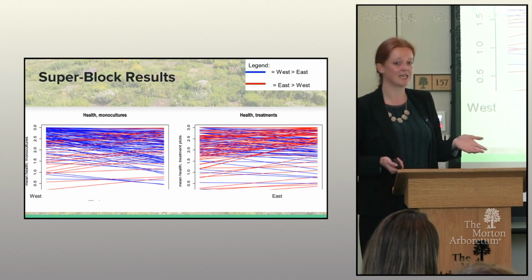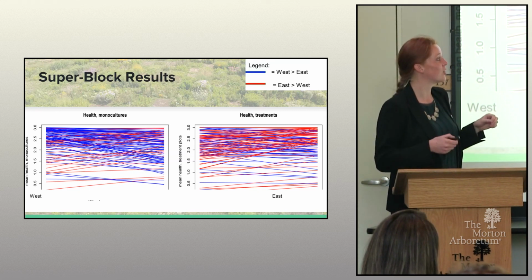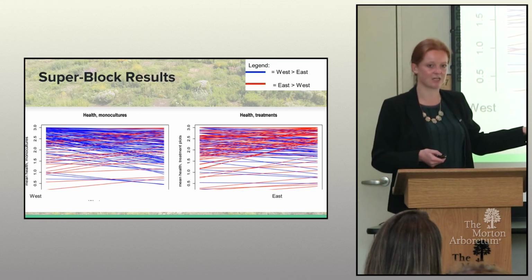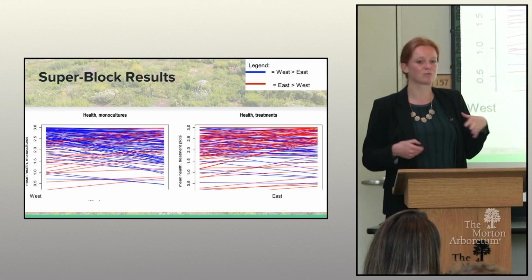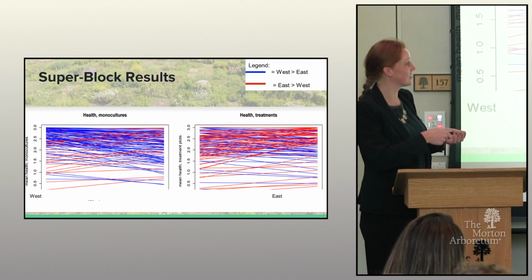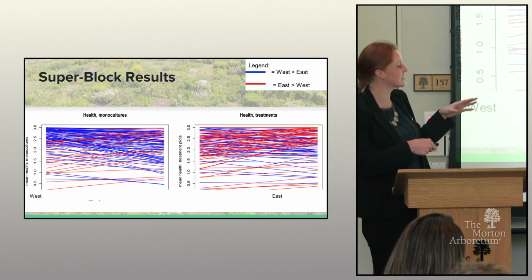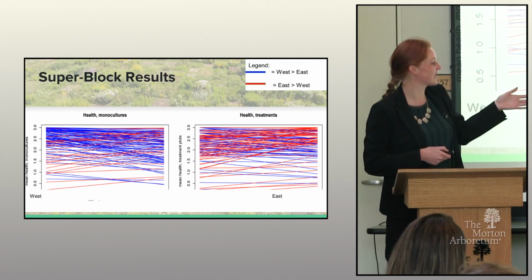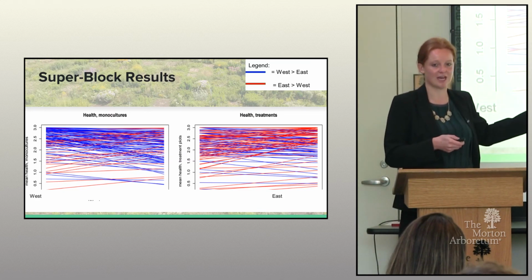However, when we combined the data for the treatments and ran a paired t-test, we didn't see as much of a significant difference. On average, the east was 0.122 survival units higher than the west, and you can see here there are somewhat slightly more red lines, and that's just telling us that the east is higher in mean health than the west.